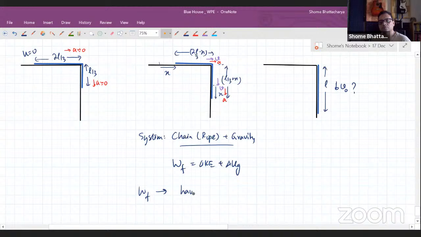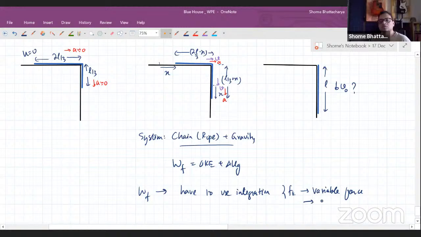We'll have to use integration because kinetic friction will be a variable force. Why? Because normal reaction is variable. It's a function of x. So let's look into that thing first.